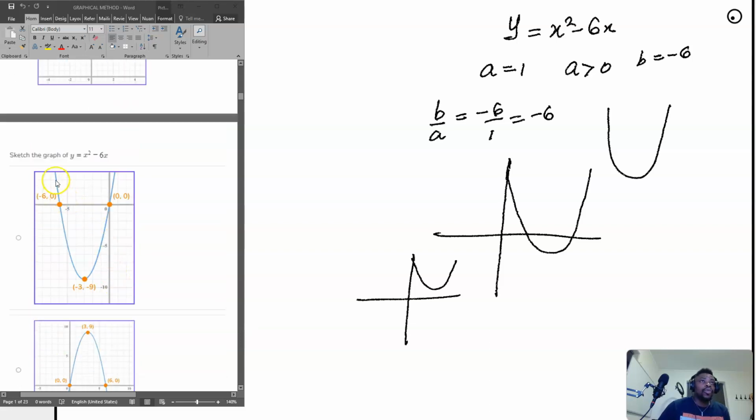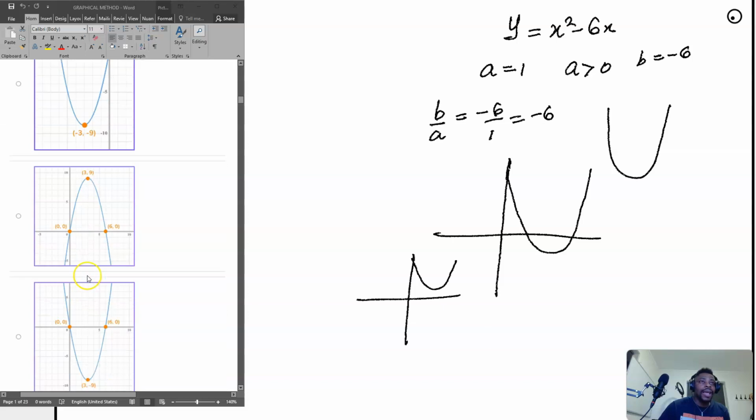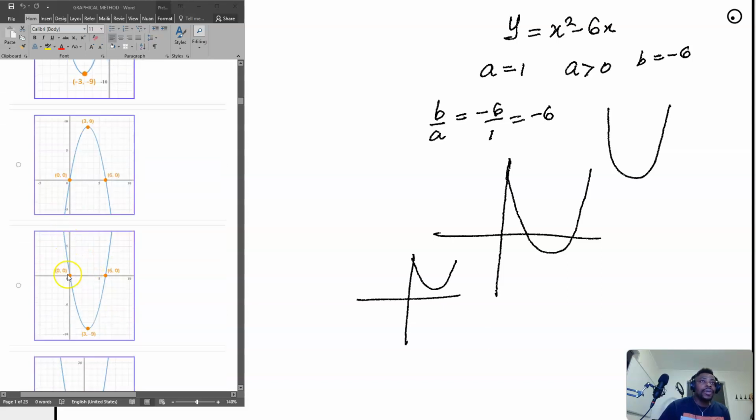Now, if you look at option 1, it opens up, which is good, but our curve is on the left, which is wrong because our curve should be on the right. So option 3, this opens up, good, and our curve is on the right. So option 3 is our answer.